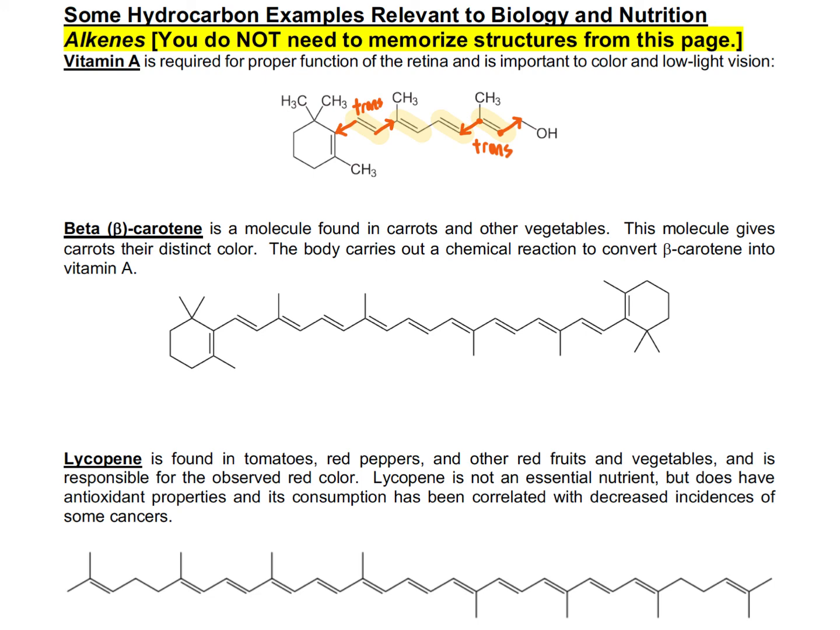Beta-carotene is a molecule that is abundant in carrots and other vegetables, particularly ones that have a rich, distinct orangish-reddish color. And in the body, beta-carotene is useful because the body carries out a chemical reaction that allows beta-carotene, this giant molecule, to be cleaved and converted into vitamin A up here. Essentially, the beta-carotene molecule is split somewhere here down the center, and that results in the formation of 2 molecules of vitamin A through that chemical reaction that is carried out within the body.